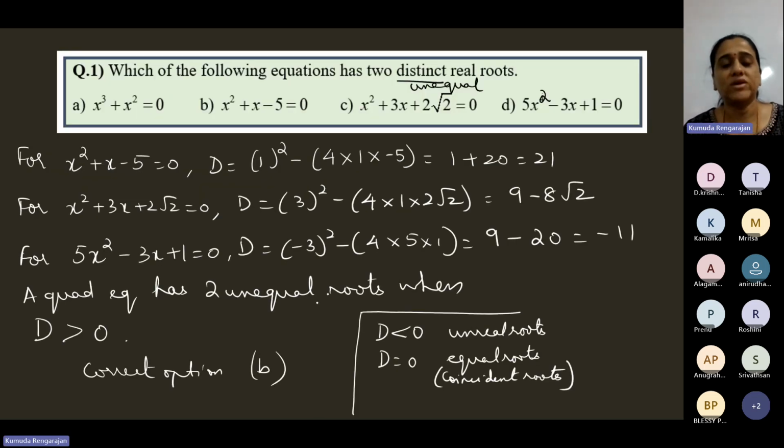So here we have to identify the equation which has two unequal roots. So what should be the value of d? Greater than 0. So find d, wherever it is greater than 0, that equation has unequal roots. If it's negative, unreal roots, no real roots. If it's equal to 0, equal roots.